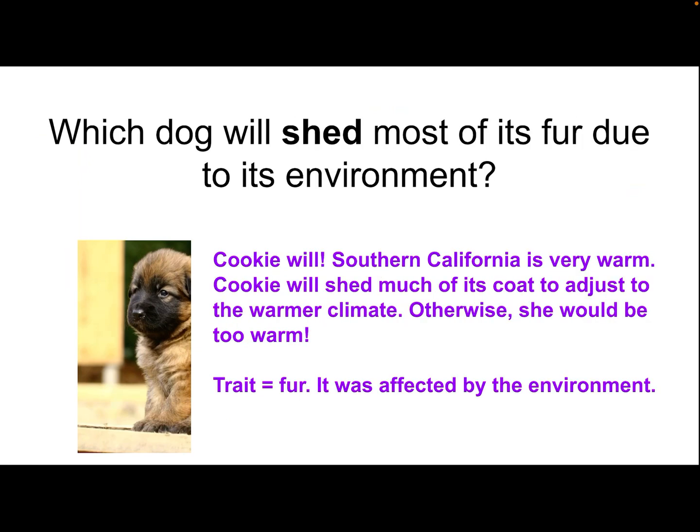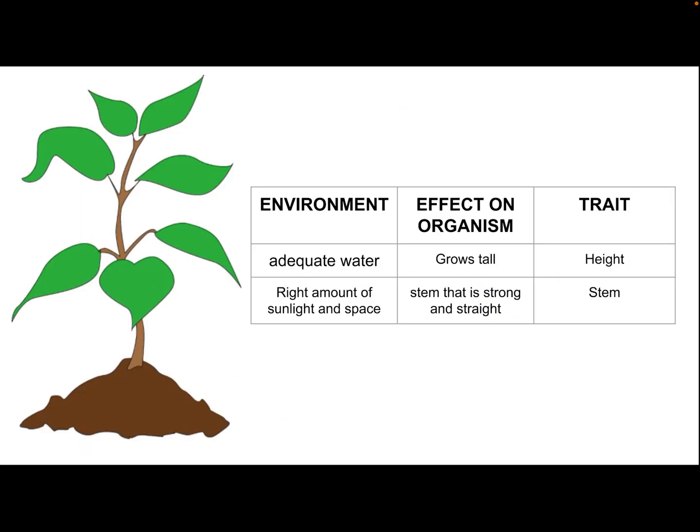Which dog will shed most of its fur due to its environment? Cookie will. Southern California is very warm. Cookie will shed most or much of its fur to adjust to the warmer climate. Otherwise, she would be too warm. So Cookie, being in a warm place, is going to have to shed most of its fur. The trait, again, is fur, and that fur was affected by the environment. Good. All right, so let's talk about plants now.